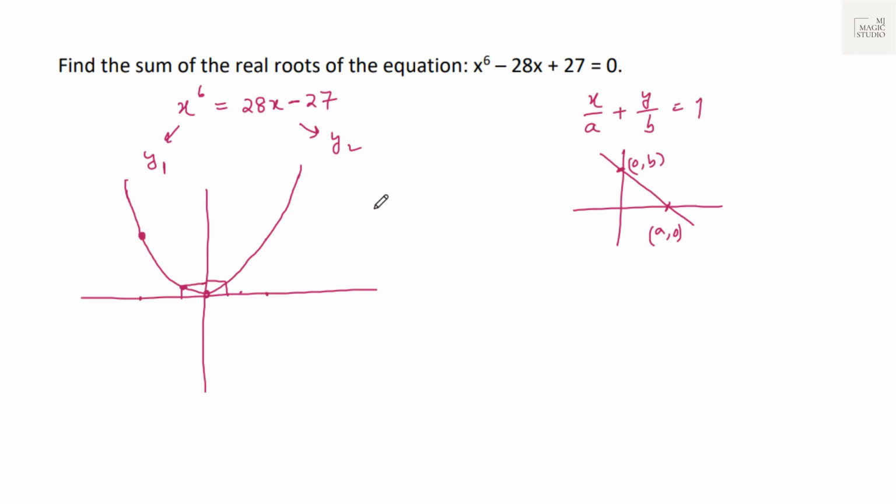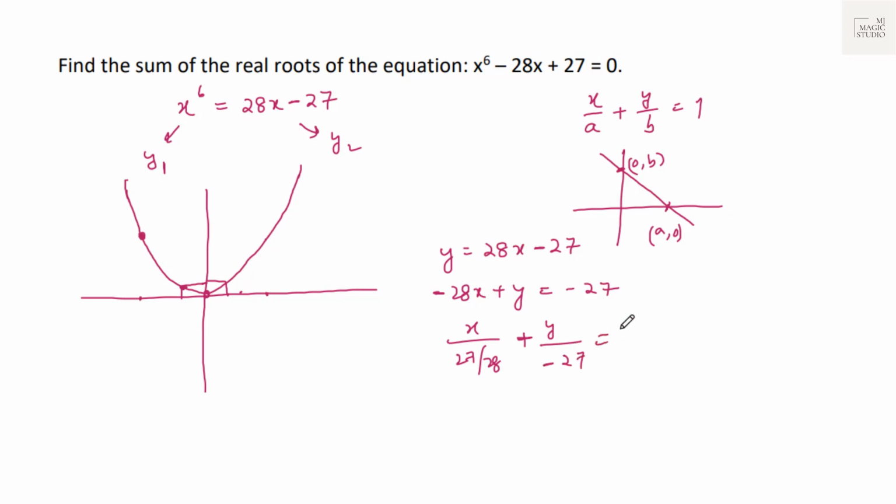Now, the second one is y2, or y equals 28x minus 27. We can write this as minus 28x plus y equals minus 27, or x upon 27 by 28 plus y upon minus 27 equals 1. So on the x-axis we have the positive intercept that is just close to 1, and on the y-axis we have a negative intercept. So this line will go like this. It will cut at only one point.